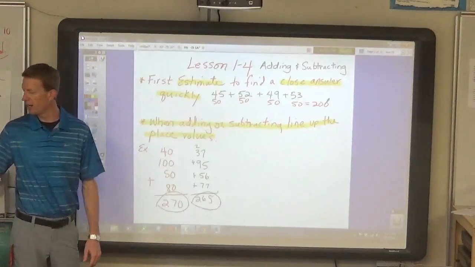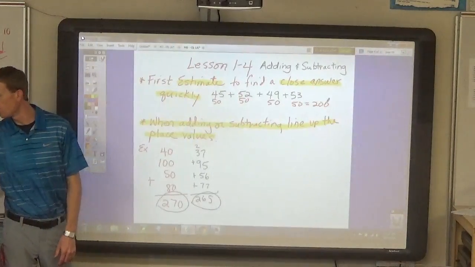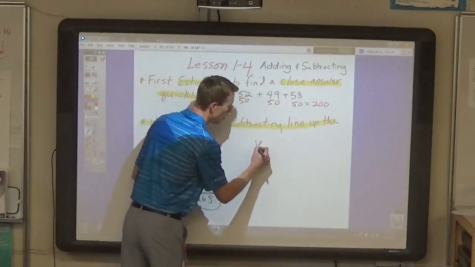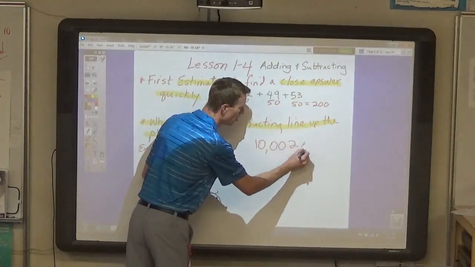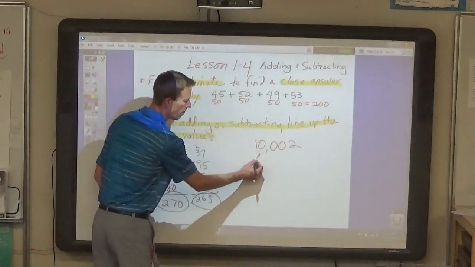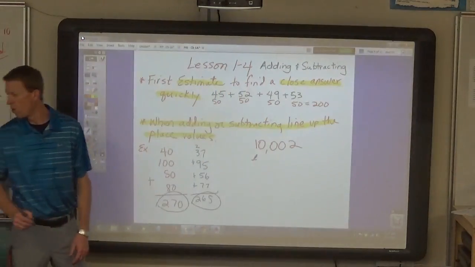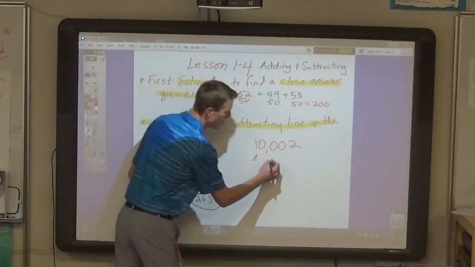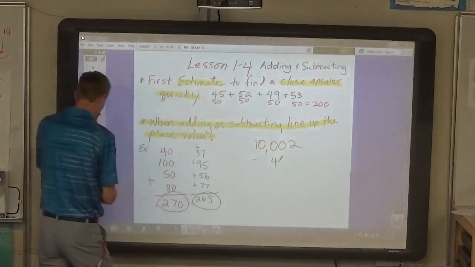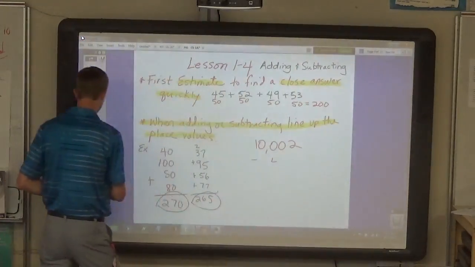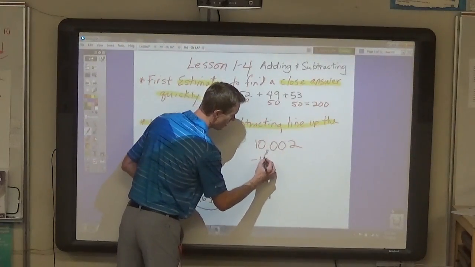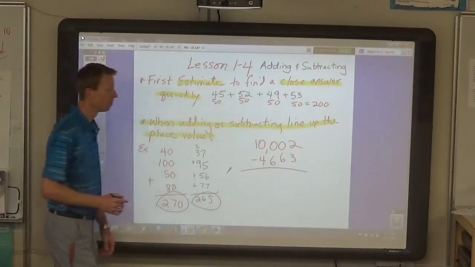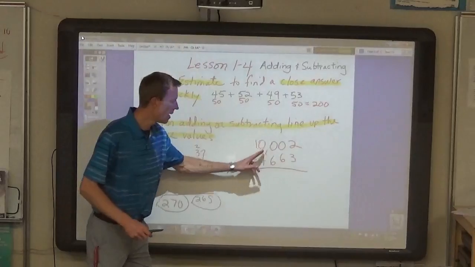Okay? Let's do an example subtraction problem. 10,002, write this one down. 10,002 minus 4,663. 4,000, oops, I didn't line up the thousands place. 4,663. Okay? We have to line up the places.